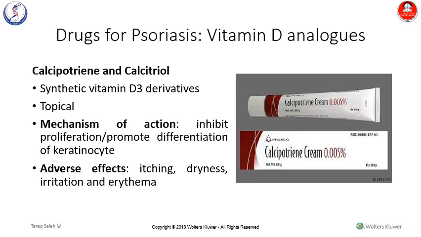Vitamin D analogues can also be useful for the treatment of psoriasis, and vitamin D derivatives such as calcipotriene and calcitriol. These are synthetic derivatives of vitamin D, and they can be used topically for the treatment of psoriasis. They inhibit keratinocyte proliferation, they enhance keratinocyte differentiation, and they inhibit the inflammatory process associated with psoriasis. These drugs can cause side effects such as itching, dryness, burning, irritation, and erythema.